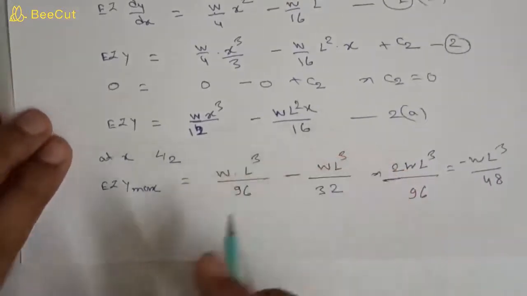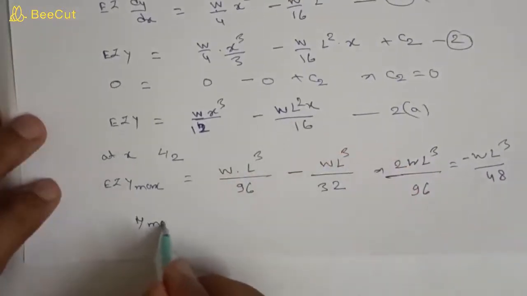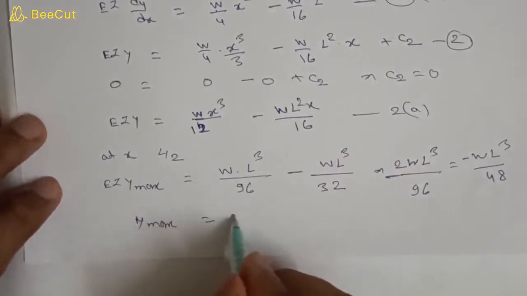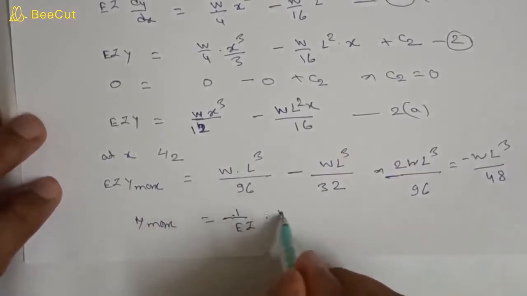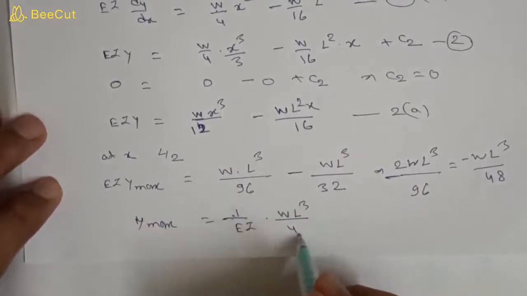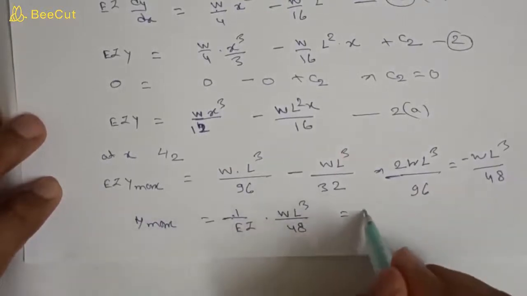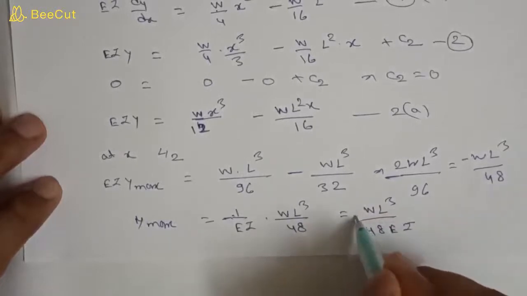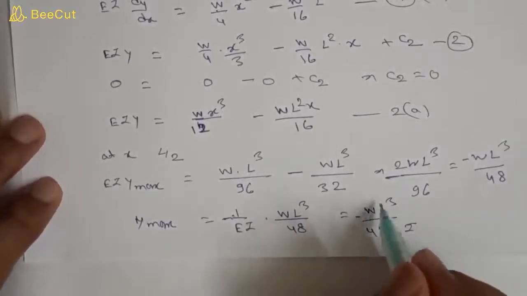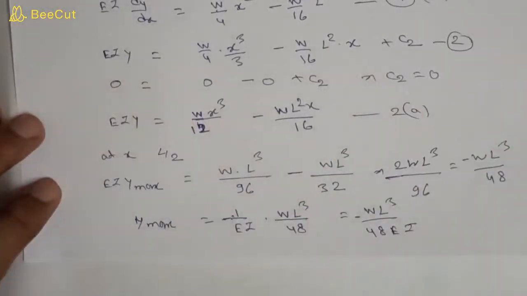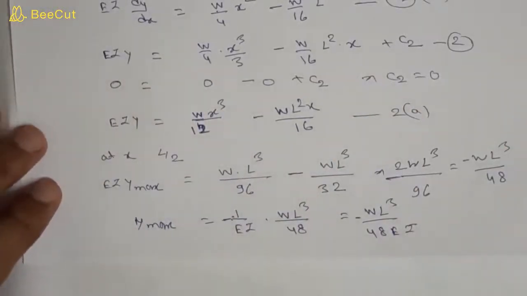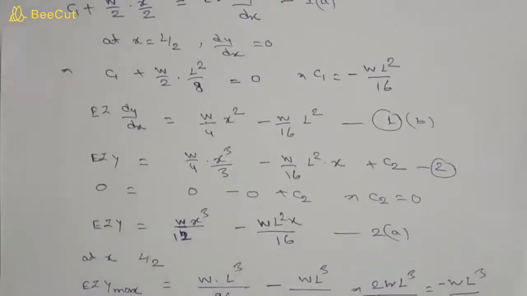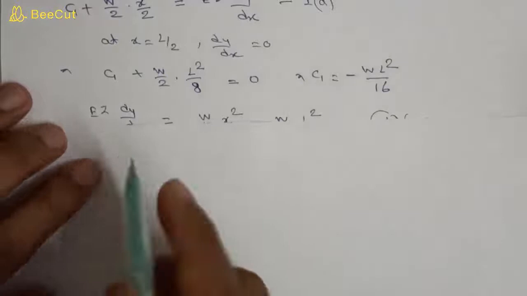So maximum deflection will be y max = 1/EI times minus wl³/48, or we can write wl³/48EI negative. This negative sign shows that deflection is in the downward direction. Now this is the maximum deflection. Now we will write the formula for theta.